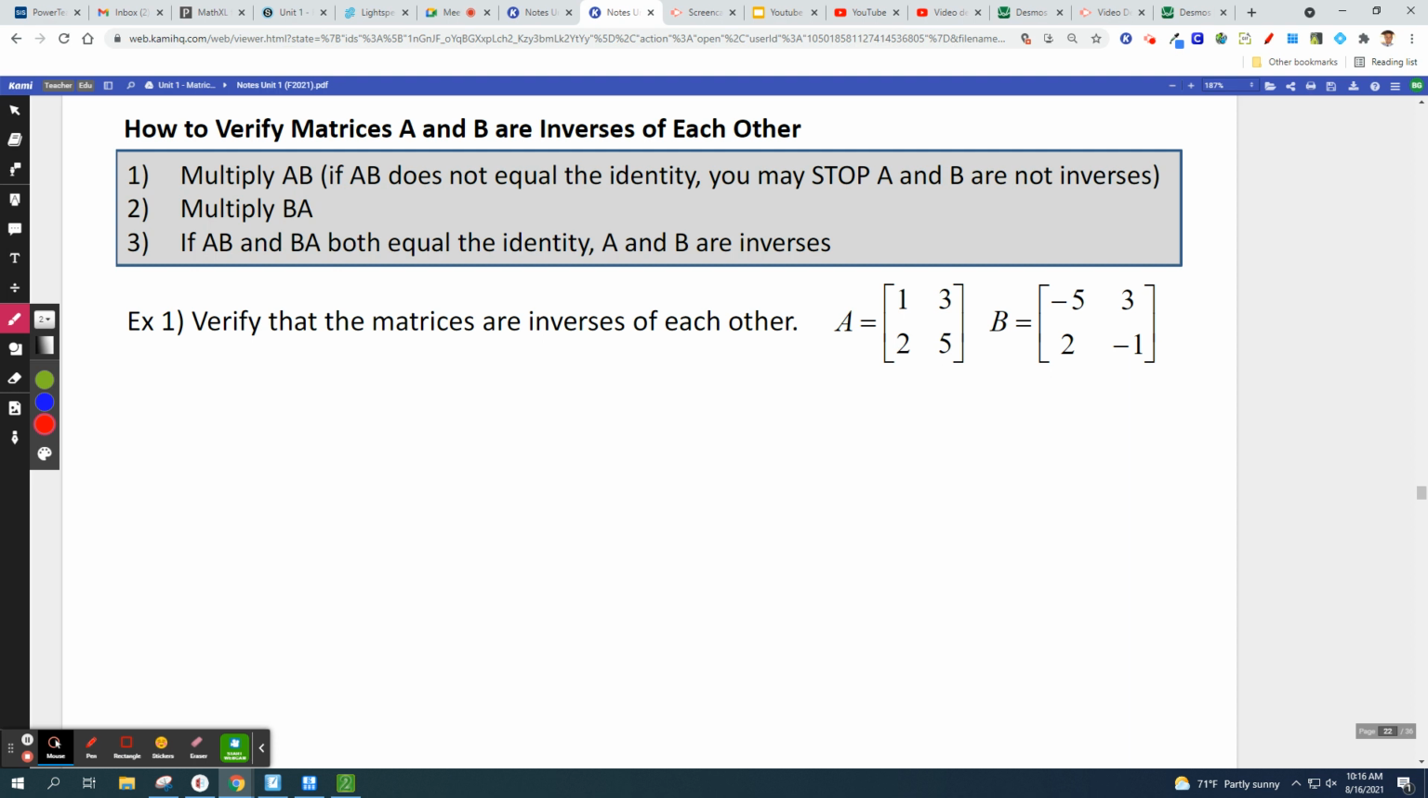Here's what you have to do in order to verify. Multiply A times B. If you don't get the identity, you can stop because they're definitely not inverses. What you want them to be is the identity. You want A times B to equal the identity. That's what you want. And then you have to multiply it backwards and see if B times A is also the identity. So you're going to have to do two matrix multiplications. So this is going to be a good review for the quiz coming up. So A times B equals.